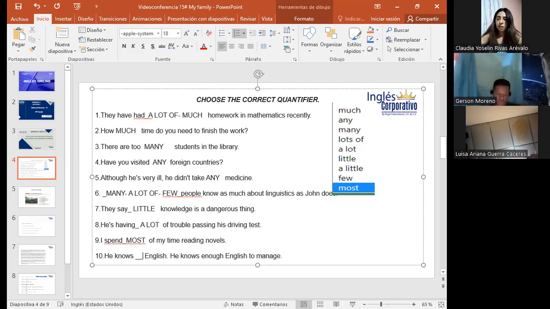And the last, but not the least, he knows English. He knows enough English to manage. Many, much? No, not many. A little English? He knows a little English. He knows enough English to manage. The third is a possibility: he knows much English. Mucho inglés, no, doesn't match.